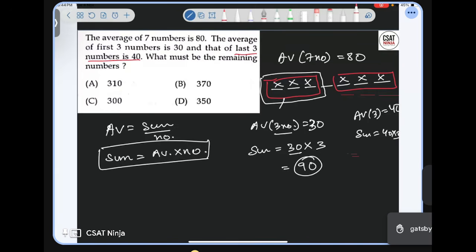It's good. So four threes are how much? 4 threes are 12, so 120. So this is what we are getting. So we have 90, we have 120.